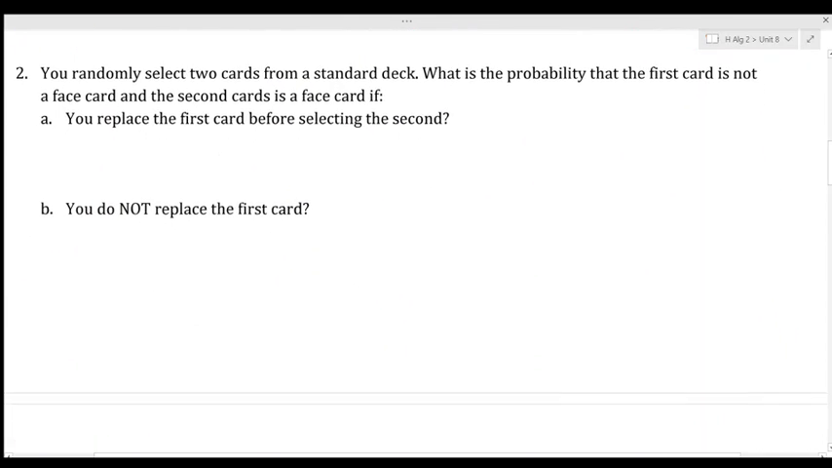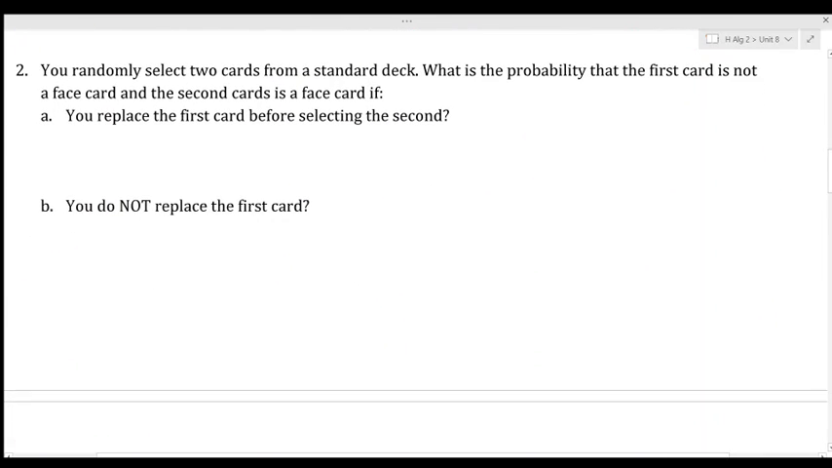Now, looking at number 2, you are randomly selecting 2 cards from a standard deck, and remember, a standard deck has 52 cards. What is the probability that the first card is not a face card, and the second card is a face card? There are 12 face cards in a deck. Let's just make sure we know that. You replace the first card before selecting the second, so that's important. That means I'm picking my first card, putting that back, and then picking my second card.